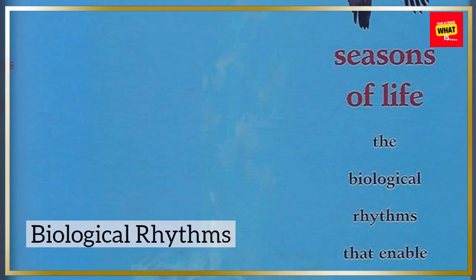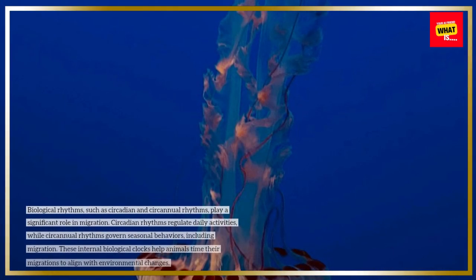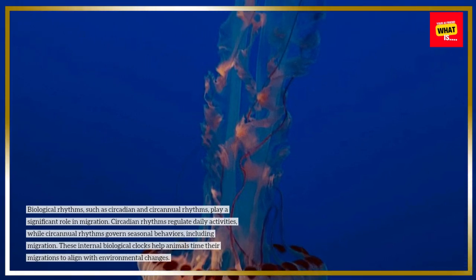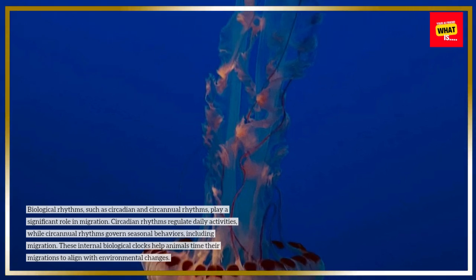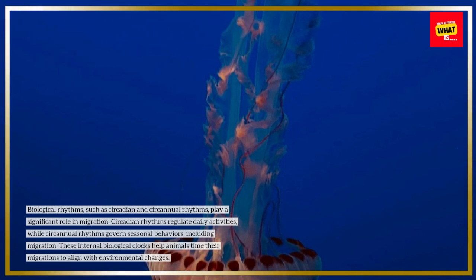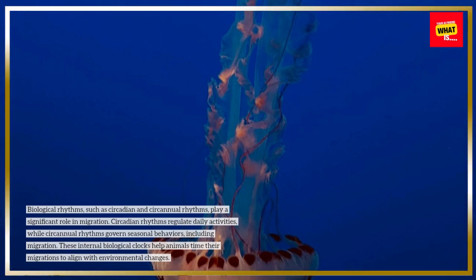Biological rhythms. Biological rhythms, such as circadian and circannual rhythms, play a significant role in migration. Circadian rhythms regulate daily activities, while circannual rhythms govern seasonal behaviors, including migration. These internal biological clocks help animals time their migrations to align with environmental changes.